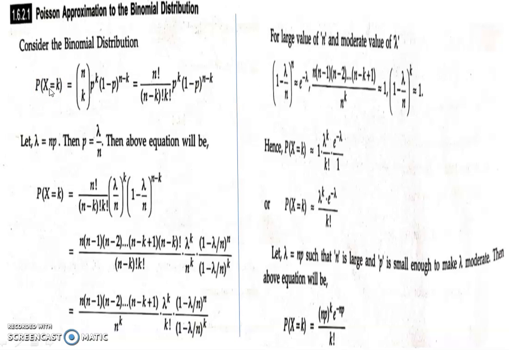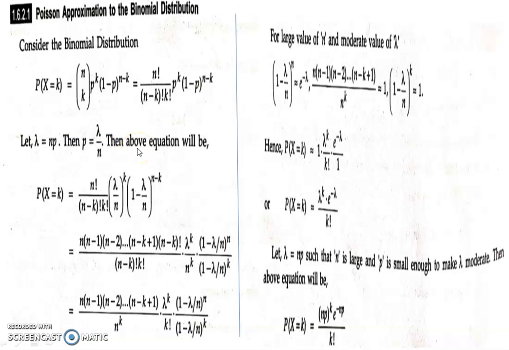So now the same equation is copied here, which is equal to nCk p power k into (1 minus p) whole power n minus k. What is this nCk in the round brackets? It represents n factorial divided by (n minus k) factorial into k factorial, into p power k, (1 minus p) whole power n minus k. In this equation, let us consider lambda is equal to np. So then your p will be lambda divided by n.